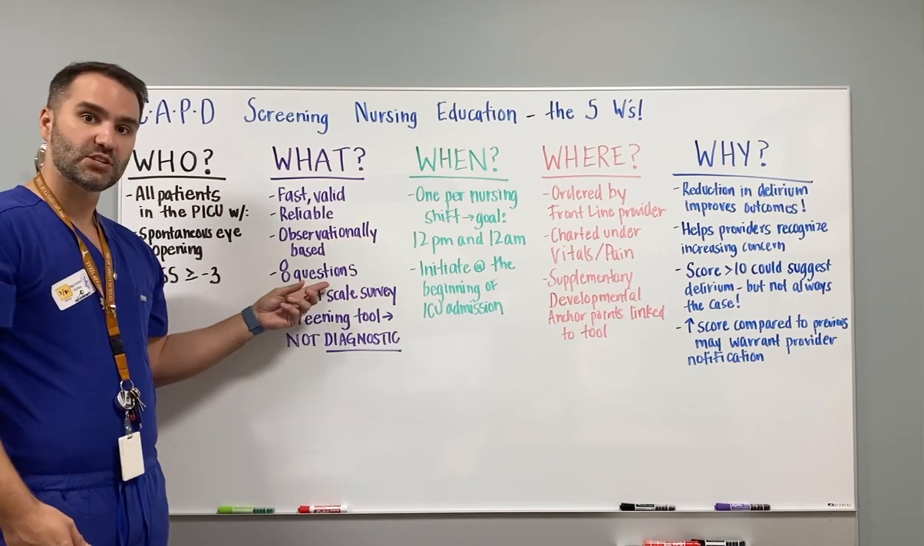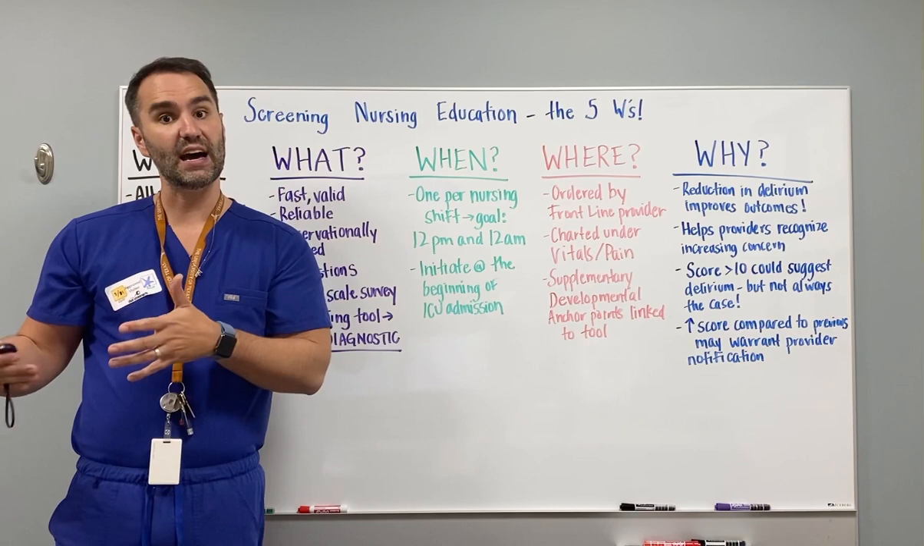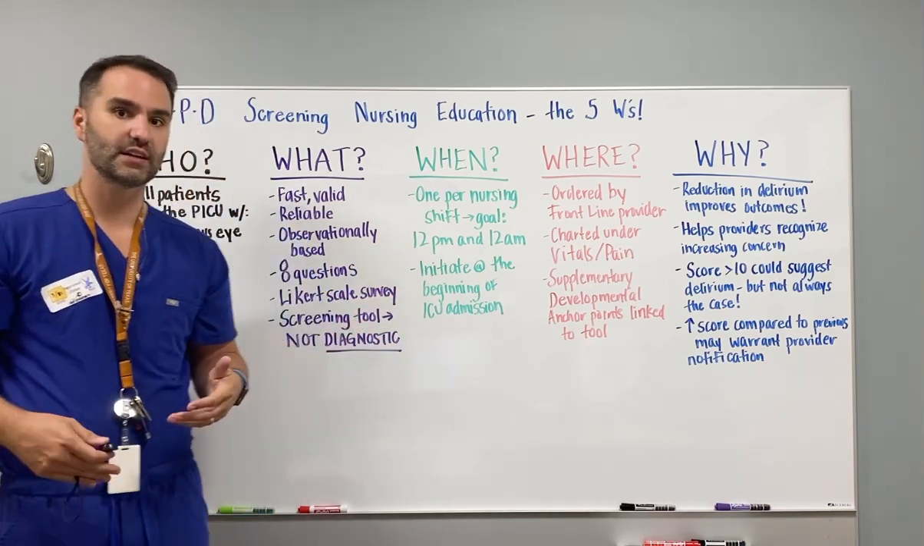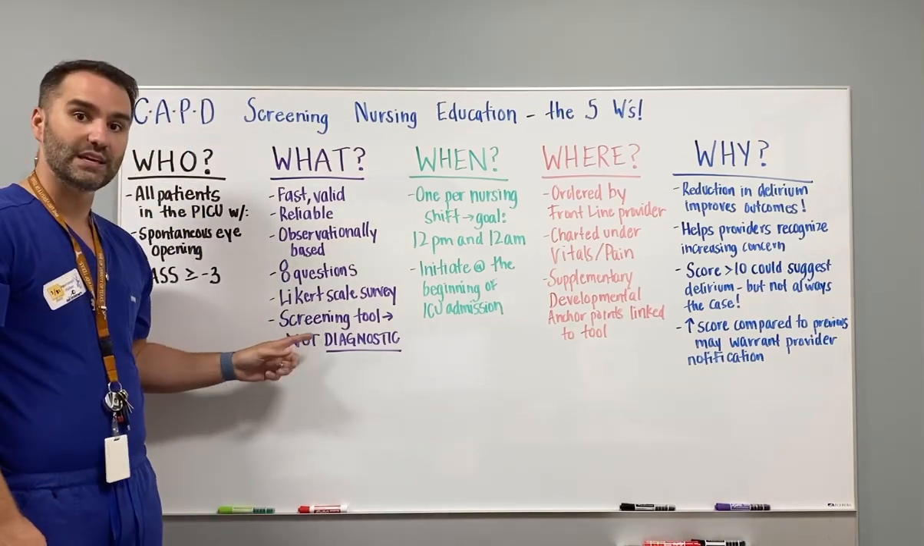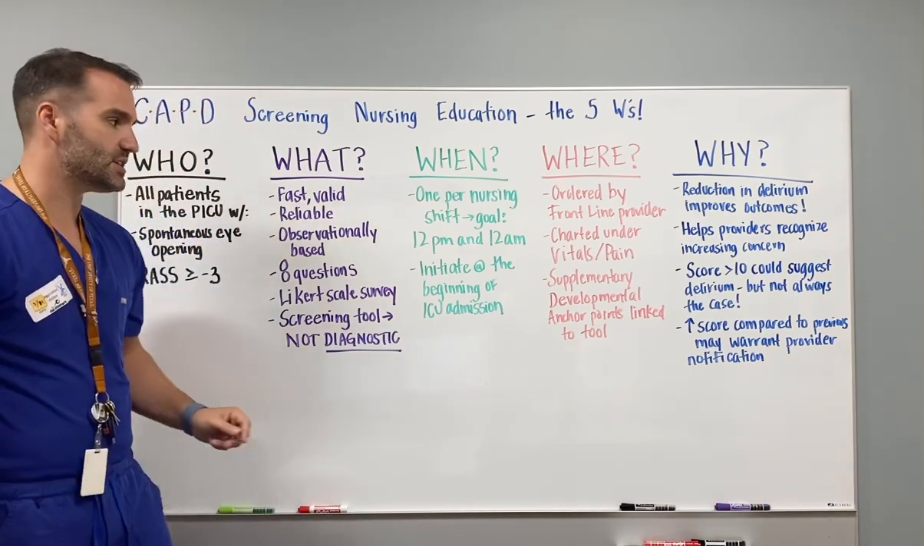It is 8 questions that are graded on a Likert scale from 0 to 4. So usually the higher numbers mean that the patient has a higher likelihood of having delirium, but it's very important for you to know that this is a screening tool only. It is not diagnostic, and I'll talk a little bit about that more in just a second.